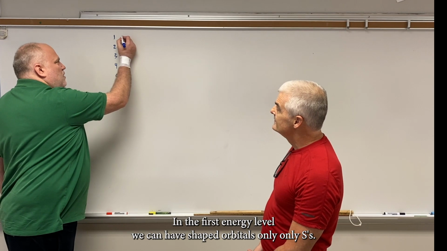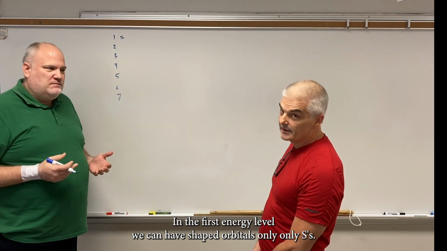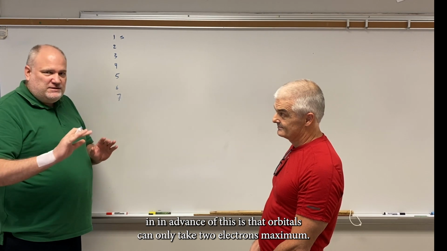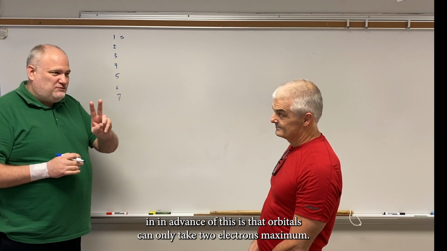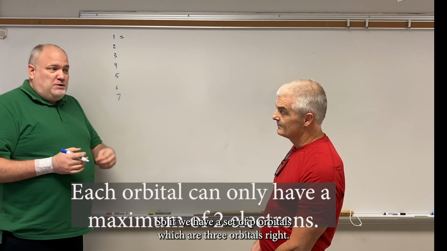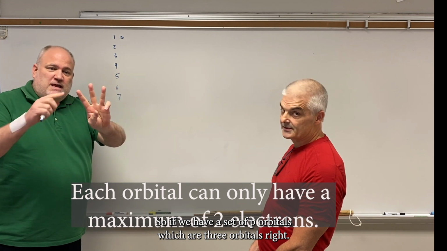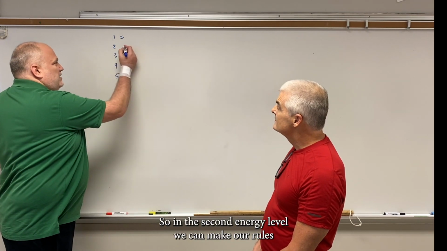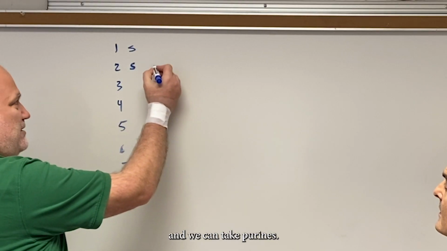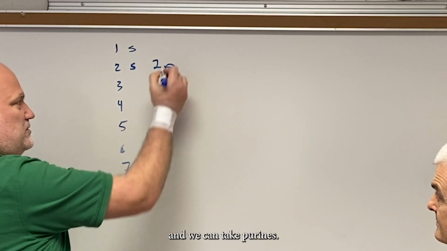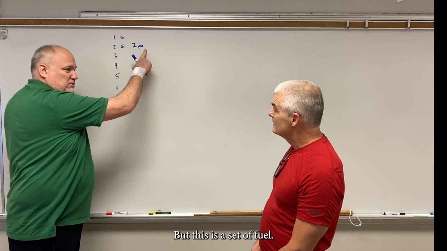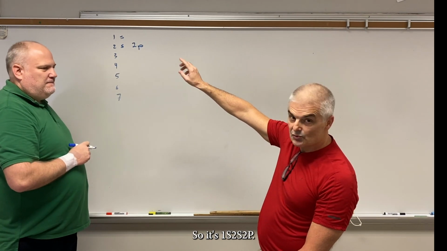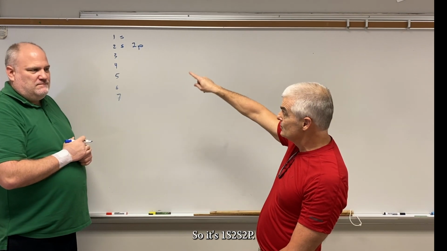In the first energy level, we can have S-shaped orbitals only. Only S's. That's it. What you should be aware of in advance is that orbitals can only take 2 electrons maximum. So if we have a set of p orbitals, which are 3 orbitals, that's 6, because each one can take 2. In the second energy level, we can take s orbitals and p orbitals. So altogether, it's 1s, 2s, 2p, and 2p is a set of p orbitals because he's in level 2.